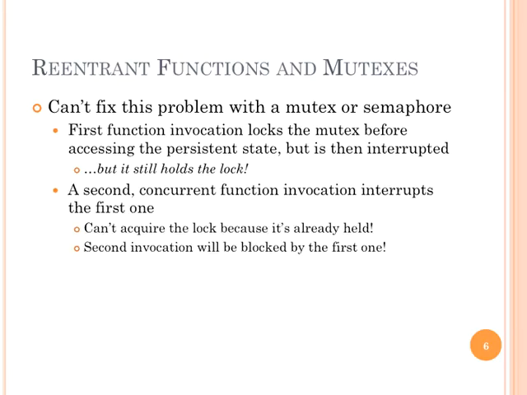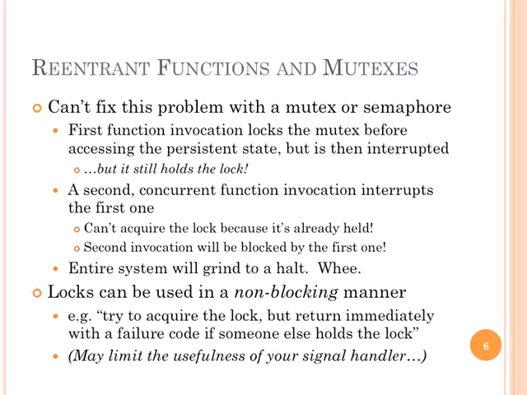It still holds that mutex. So what would happen is this whole system would actually grind to a halt, because the second invocation would be waiting to acquire the mutex. It couldn't. But it's waiting for something that it interrupted. So it holds the CPU, and the other thing is holding the mutex. And so you actually have a deadlock situation here. So you can't even use mutexes to guard for these kinds of situations.